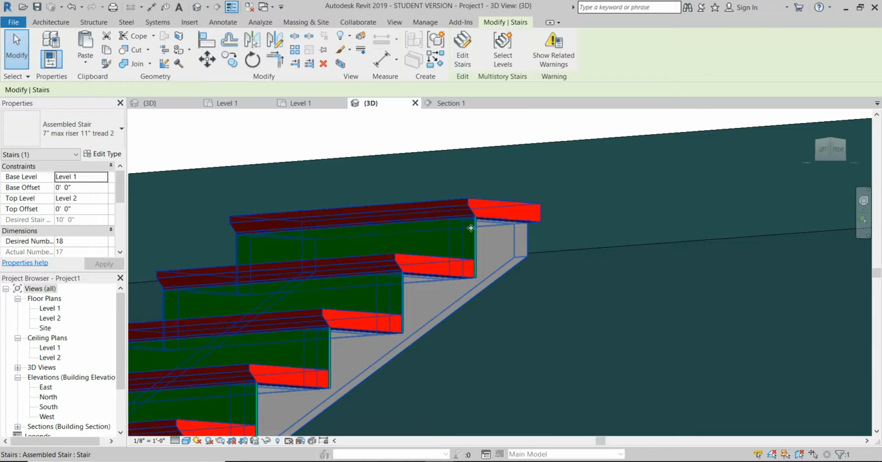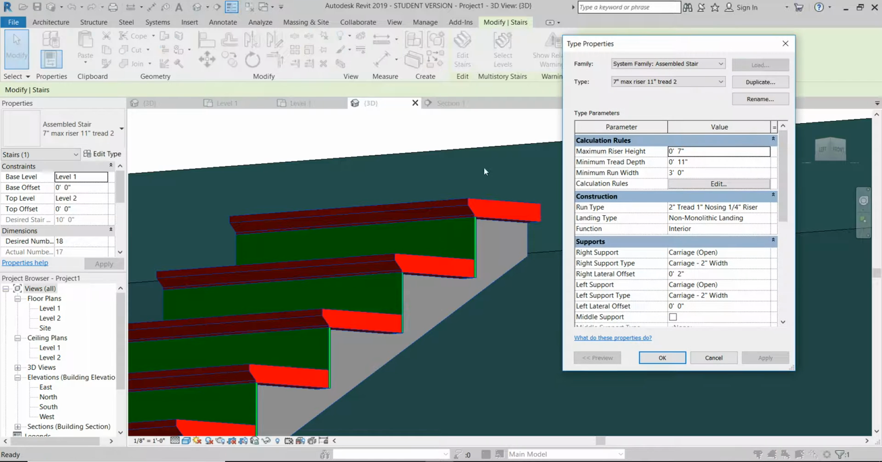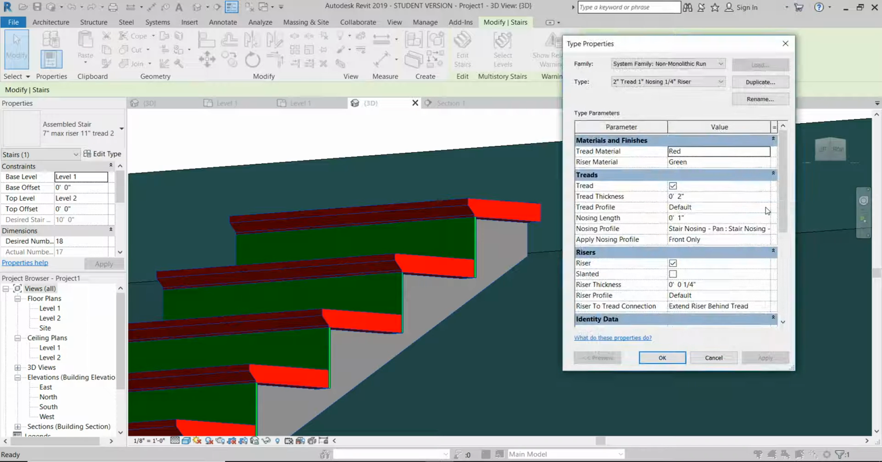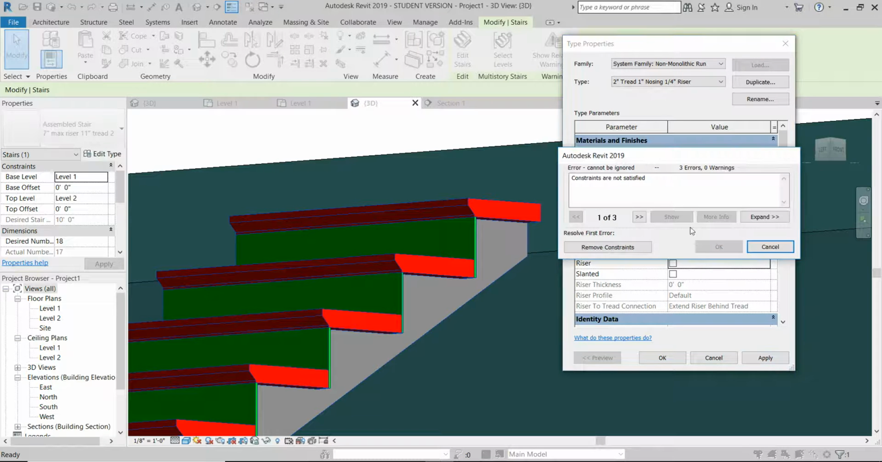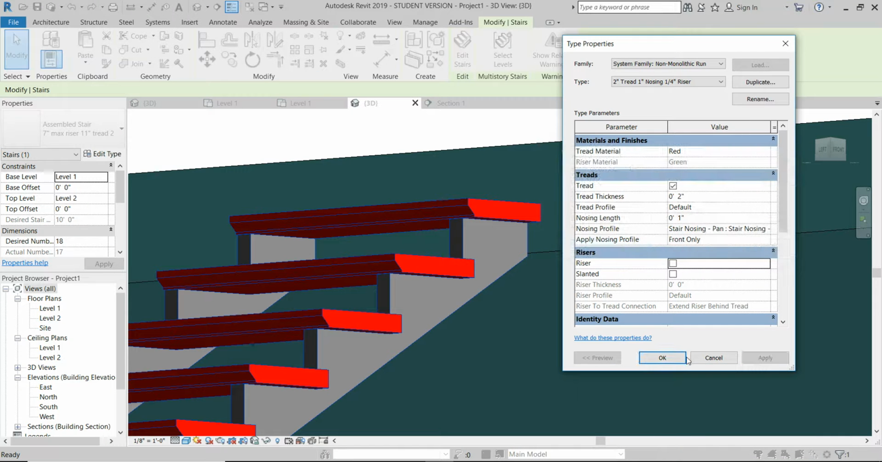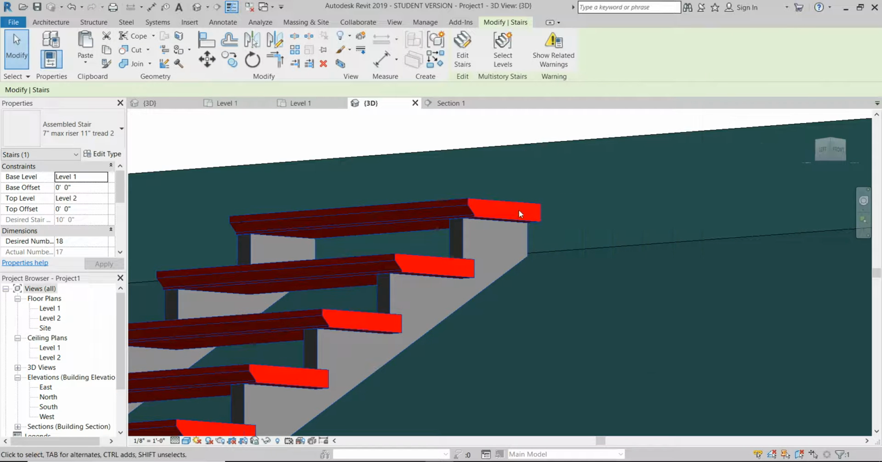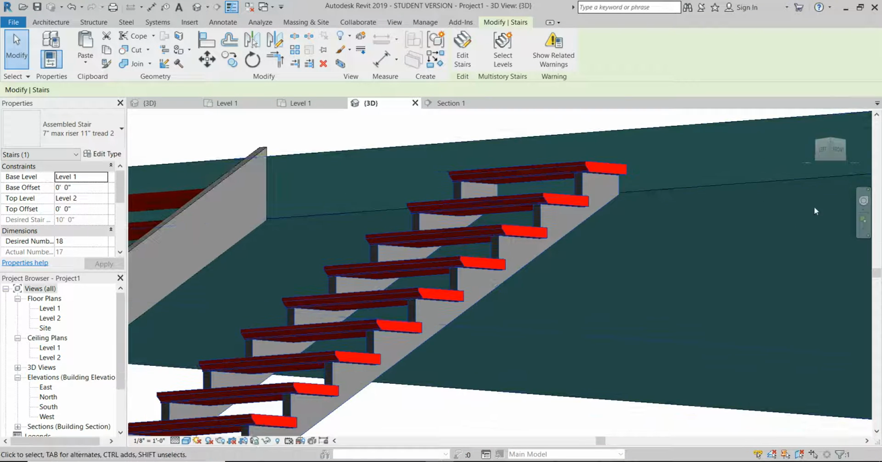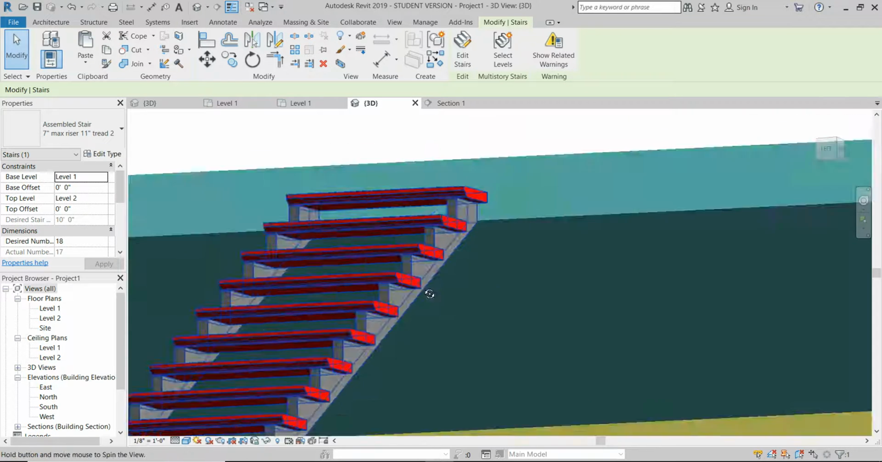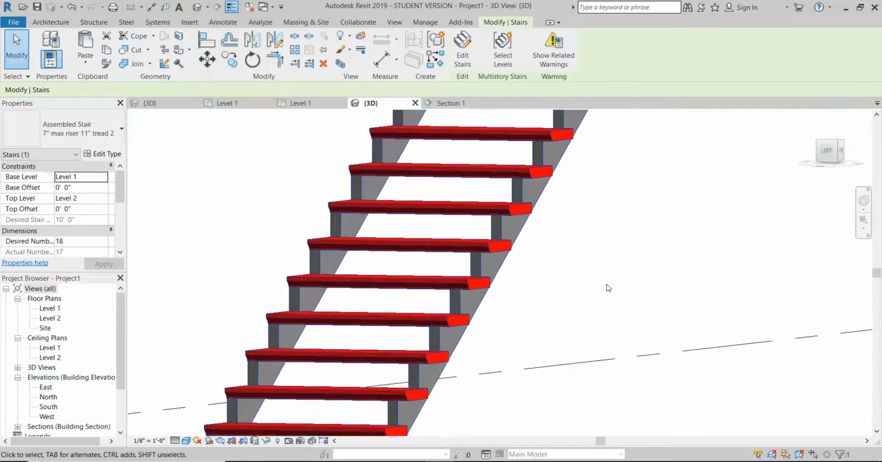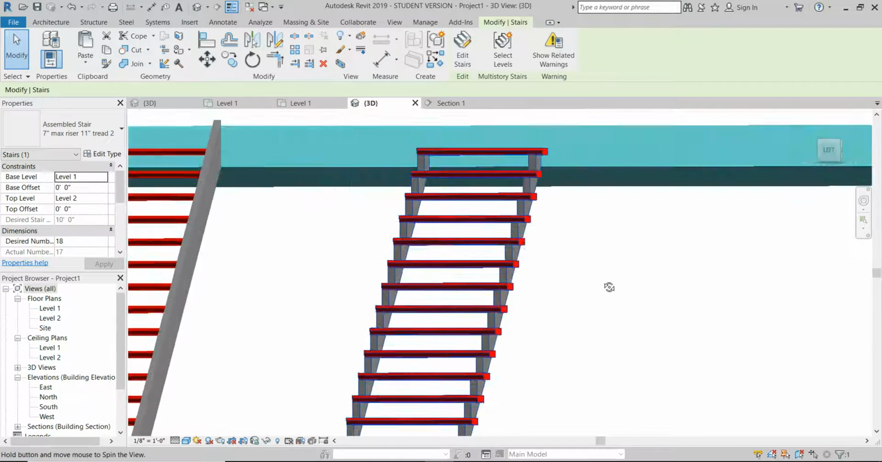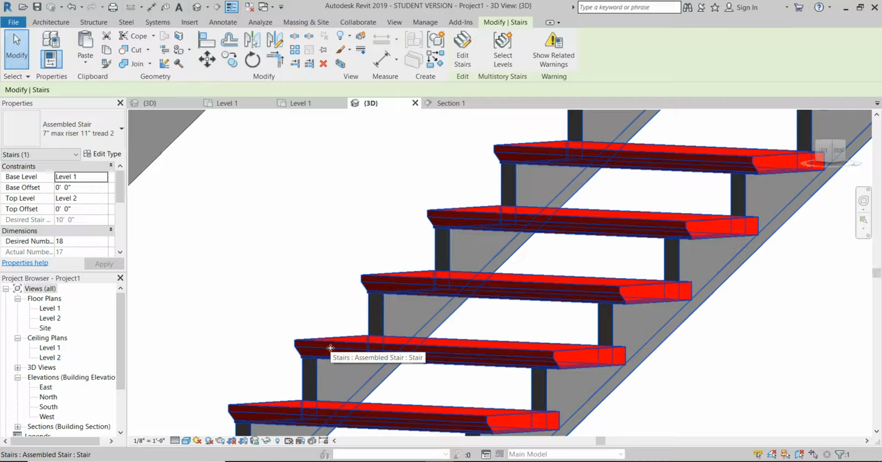But we can also get rid of the risers. And that's going to be here in our run type. I believe that's where it was at. Yeah, so we uncheck risers. And of course, we got constraint issues, okay. Dimension issues, okay. So now we have an open staircase with no risers. Okay. So there's another way to kind of deal with things. And the profile of the nosings, there's just so many options here.